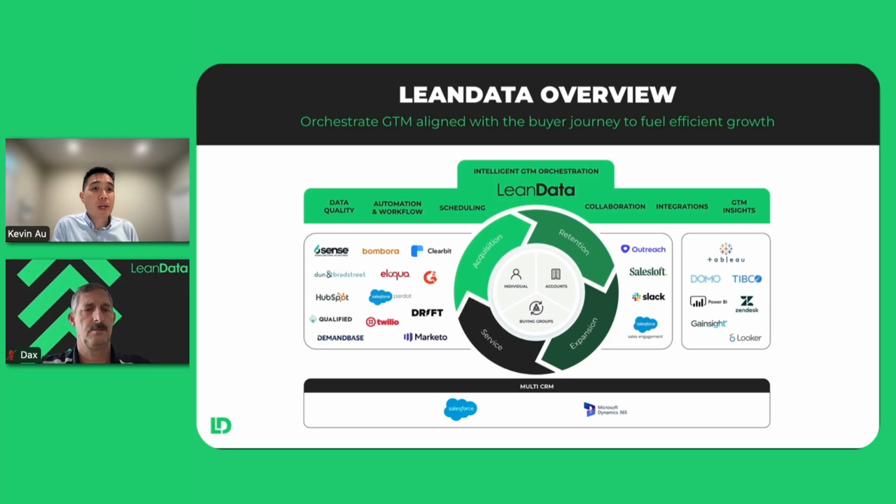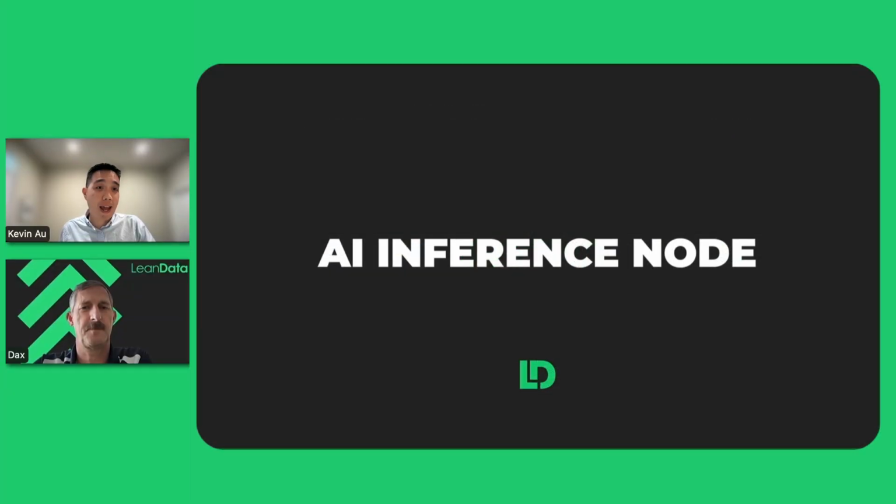But now here's where we get to one of the most highly anticipated features in this release: how does LeanData incorporate AI and intelligence into the routing system, the orchestration system that folks are already familiar with? So Dax, since you've been spearheading some of our AI efforts as well, I'll turn it over to you. Could you describe for us the AI inference node and how that works?